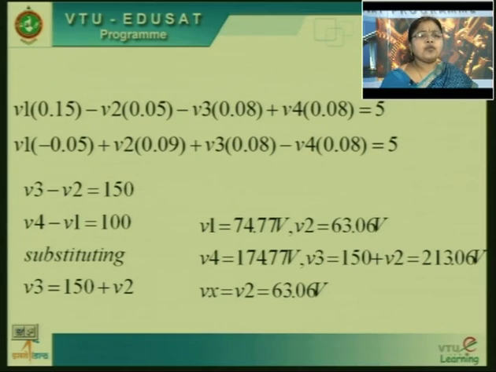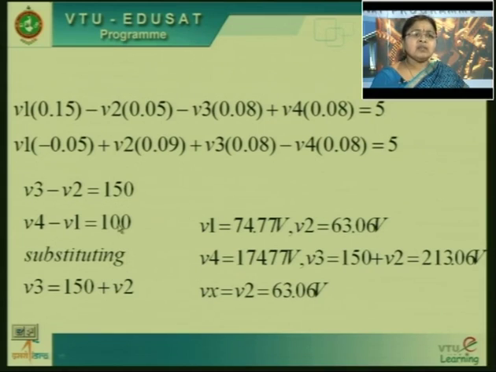So instead of 4 variables with 4 equations, let us try to make it 3 variables with 3 equations. If I consider the equation V3 minus V2 is equal to 150, from this I can write V3 is equal to 150 plus V2. I am just rearranging this equation alone. Now substitute 150 plus V2 wherever V3 is there in the other equations. So we will have the first equation in terms of V1, V2 and V4, and the second equation in terms of V1, V2 and V4. Wherever V3 is there, we are replacing it with 150 plus V2. So we will get 3 equations. This will be the first equation, second equation, and this will be the third equation.